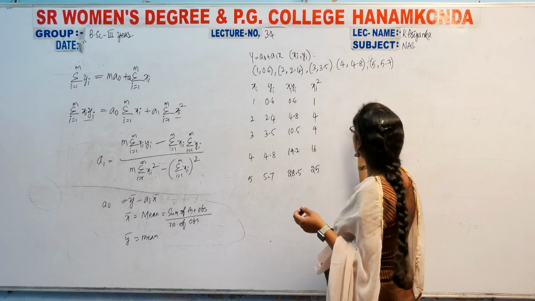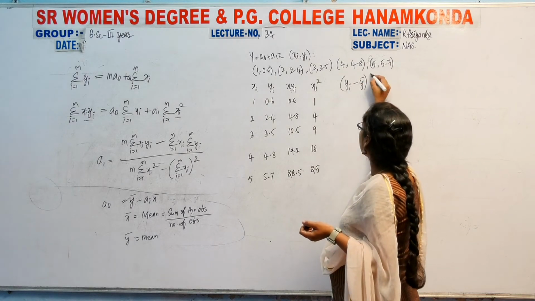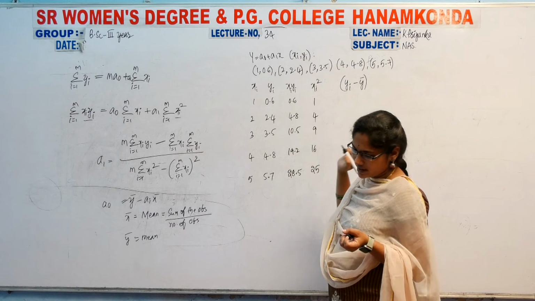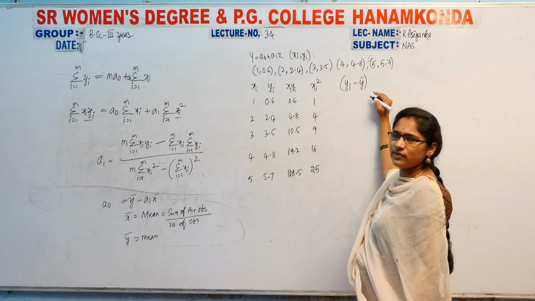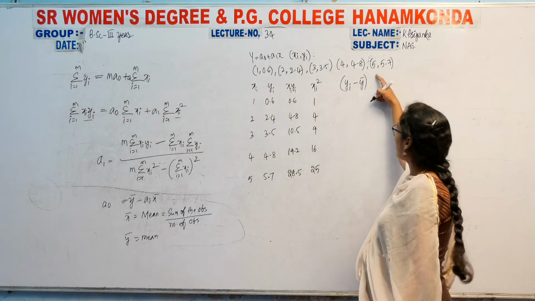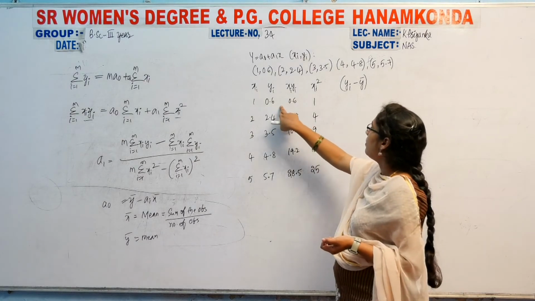For the correlation, we have to take yi minus y bar whole square. First of all, I am taking yi minus y bar. Next, we will consider the whole square. At a time, of course, we cannot. If you take, you can take, but we will get confused. So now here yi minus y bar.